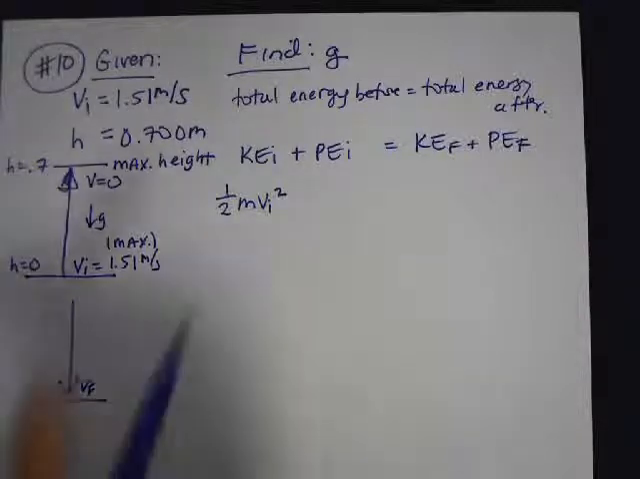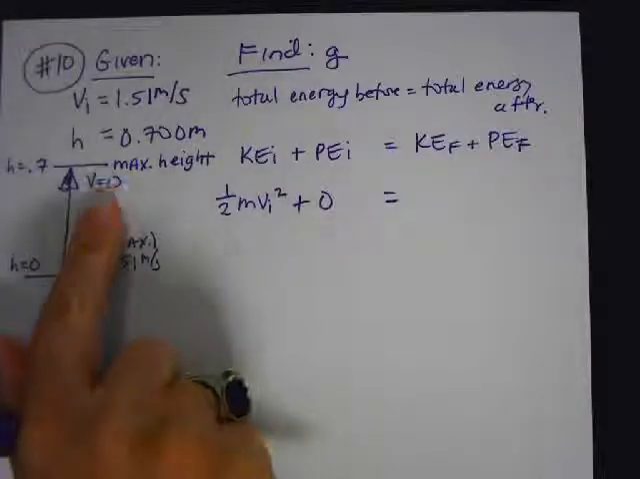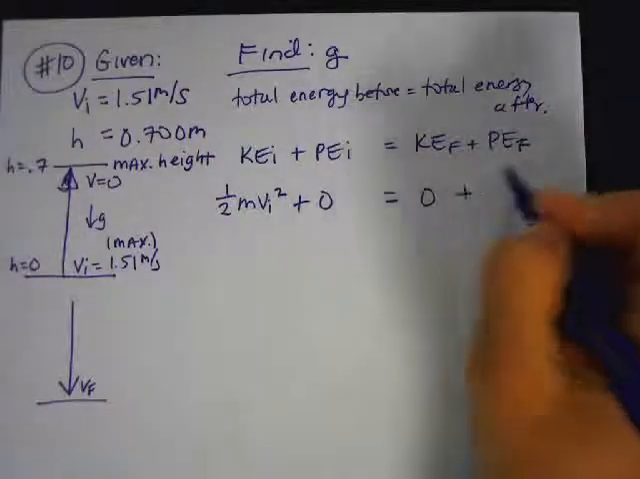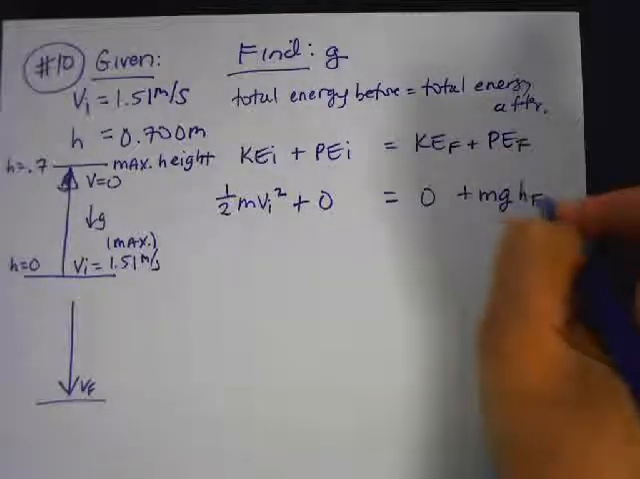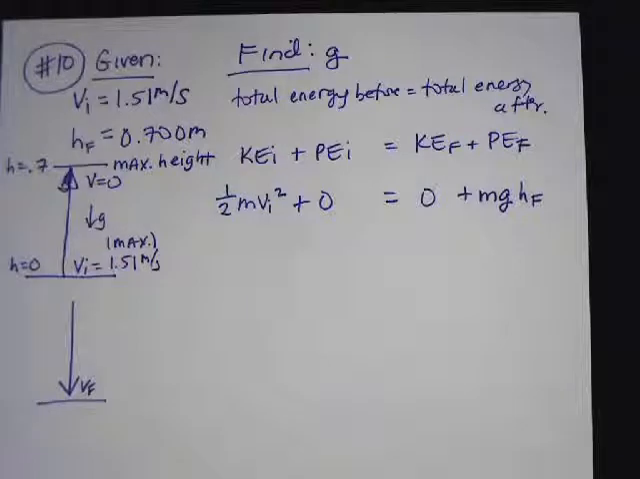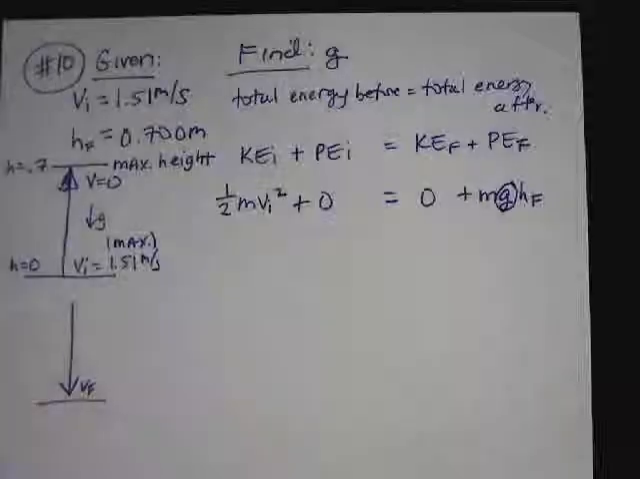The potential energy here is 0. So this is 0. At the top, the velocity is 0. So what's the kinetic energy at the top? 0. And the potential energy at the top is going to be mgHF. So this is HF, because that, according to my picture. So now, what do I want to solve for? I actually want to solve for g. I want to solve for the acceleration due to gravity on the moon.